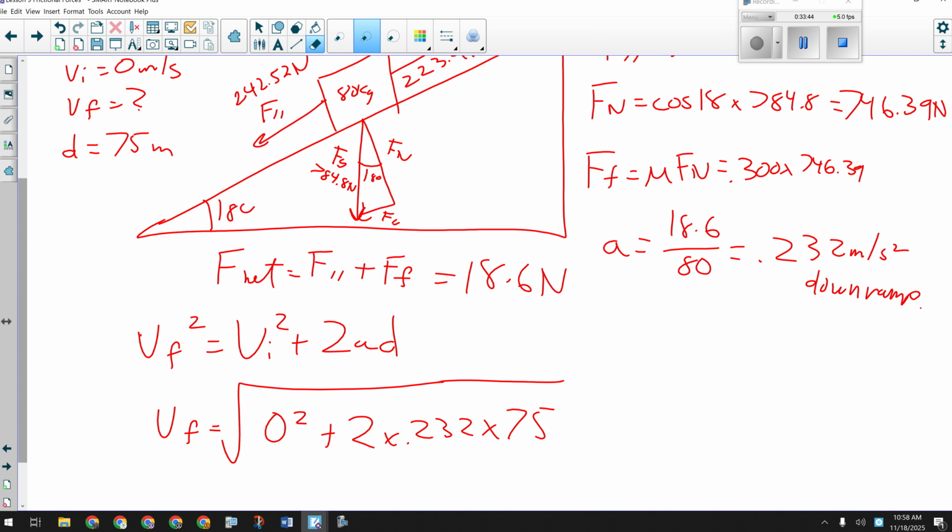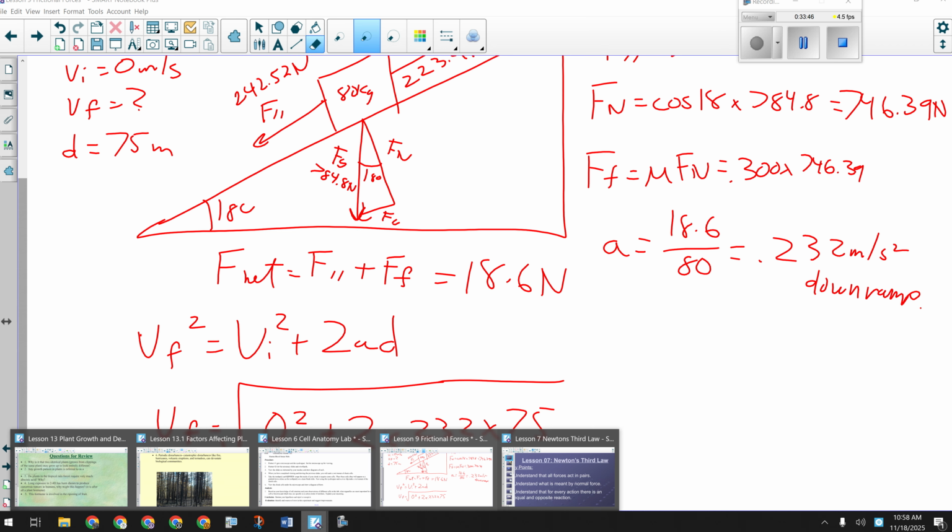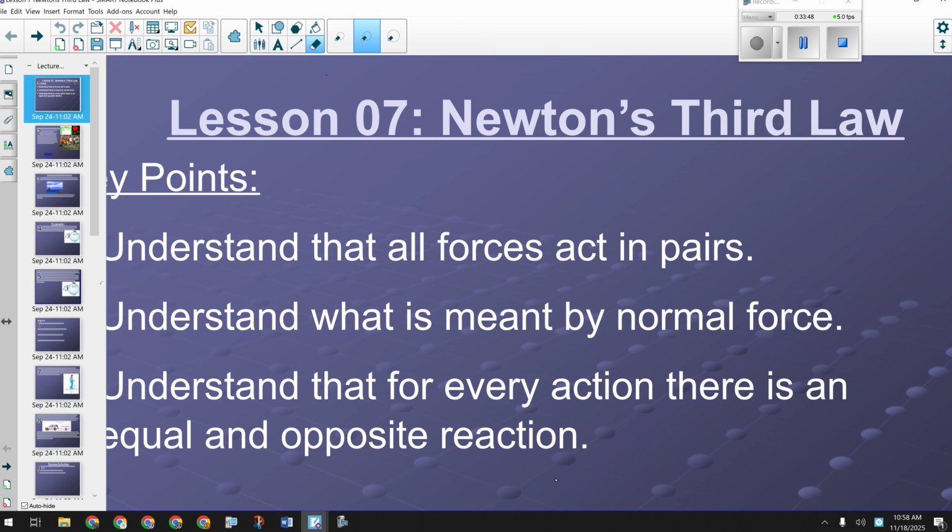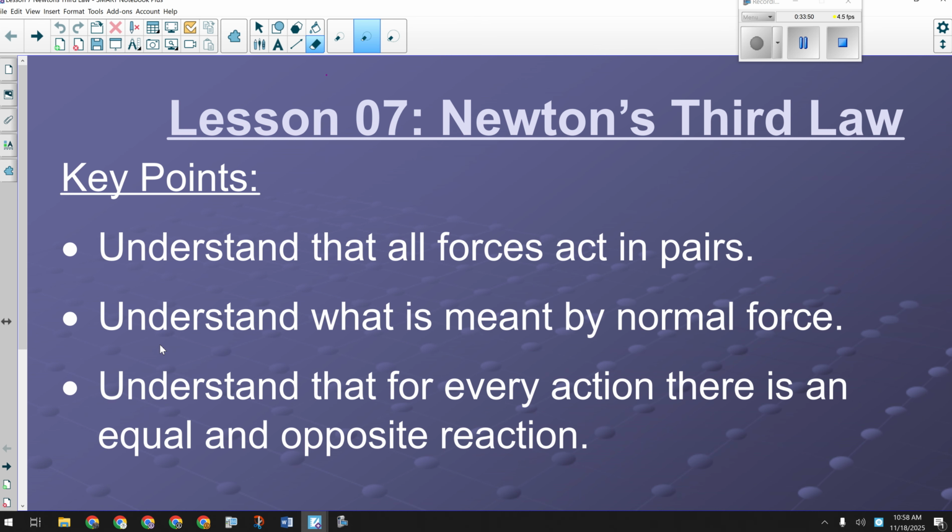Okay, let's talk Newton's third law here. If you've got your notes package, it's lesson 7. We've already done stuff with Newton's third law, we just haven't talked about it on its own. Normal force is the result of Newton's third law. It is the reactive force that is present in all situations where one other force is present.